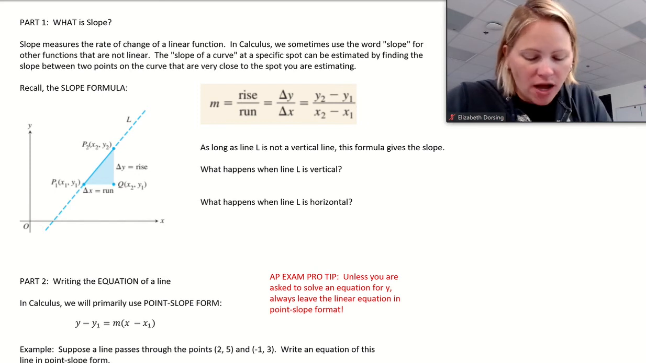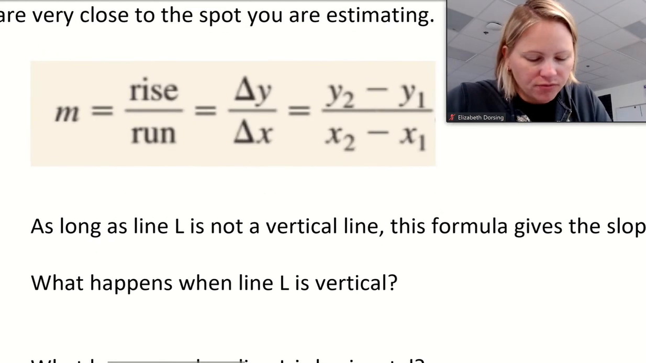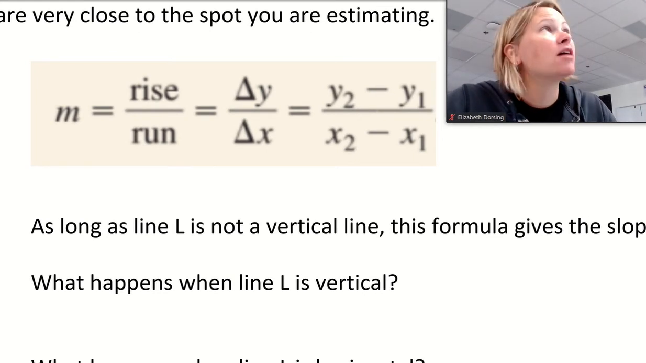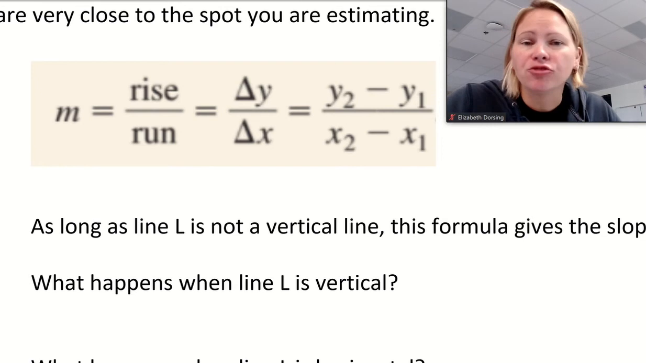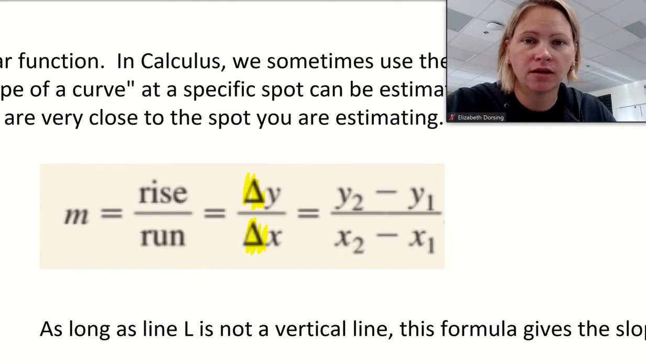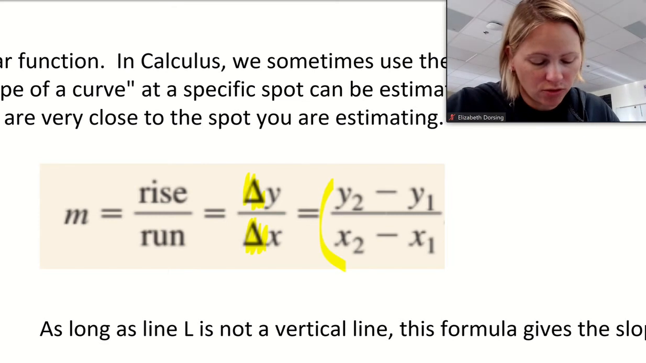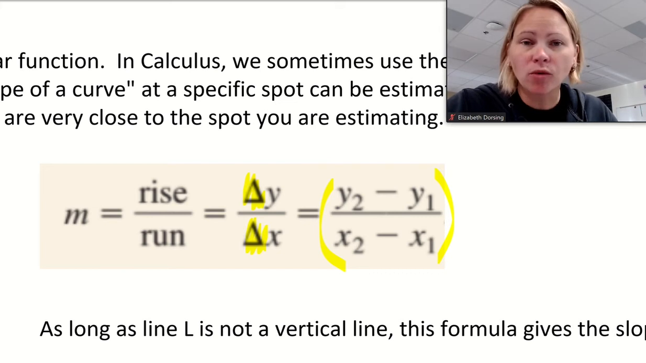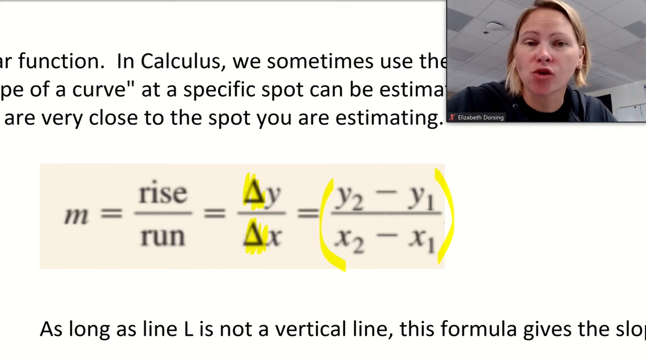We've got rise over run. We've got this change in y over the change in x. And that little triangle that is up there, that is a Greek letter called delta, and it means the change in. And the equation that we're used to seeing to find slope is this: y2 minus y1 over x2 minus x1. Now, this is what we're going to be using to find the slope of a line.